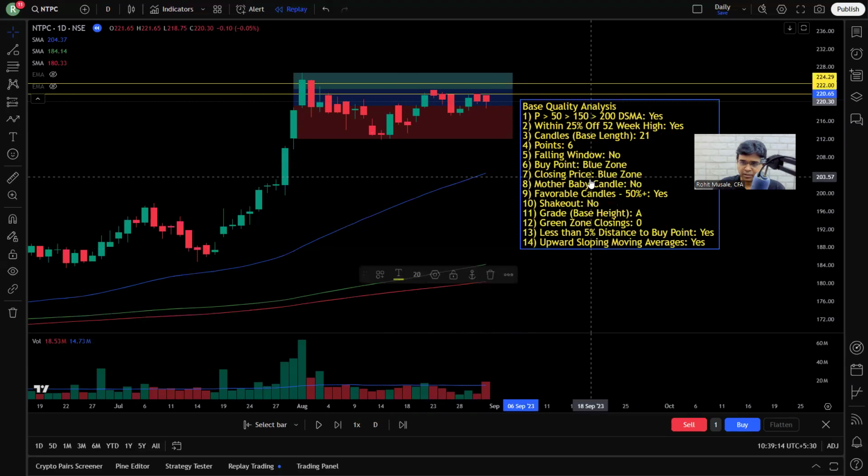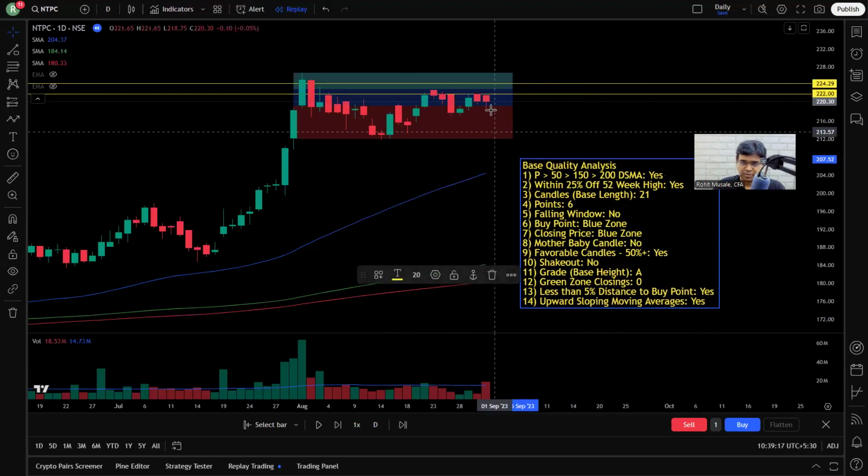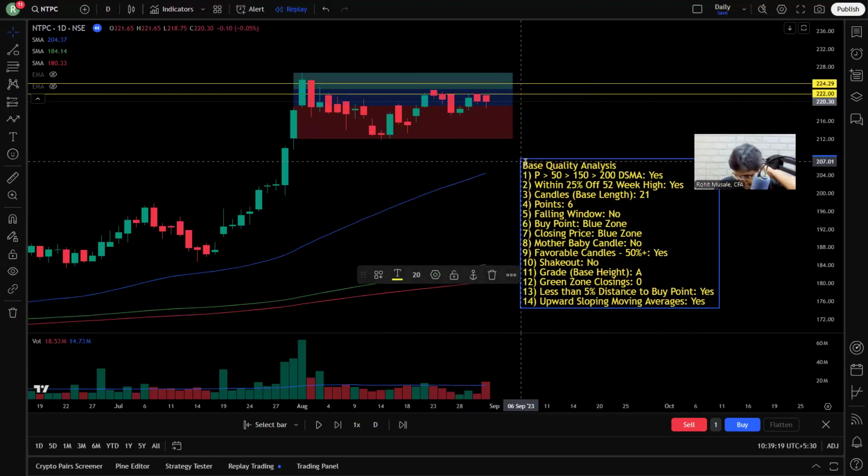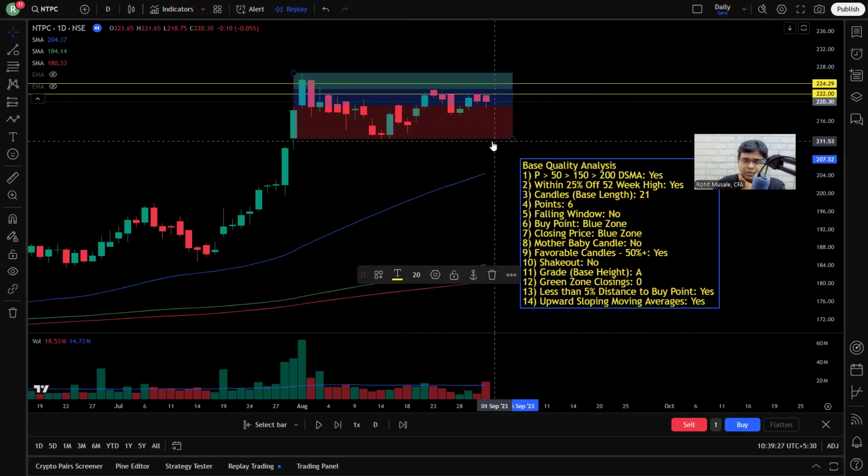Now, some of you might argue, Rohit, it's a nice tight base. Why not take a trade? See, I am not telling you not to take a trade. I am not telling you don't buy. I'm just telling you that if you take a swing trade in uptrend under pressure, you are taking additional risk. As long as you are willing to take that risk, I don't have a problem.